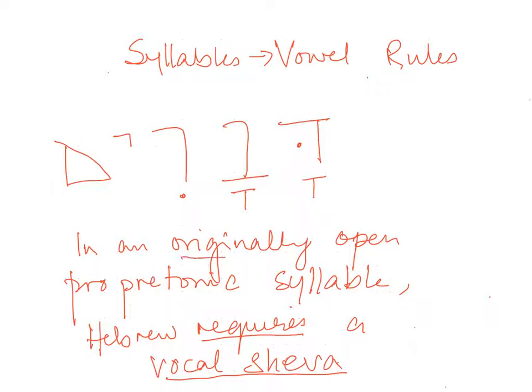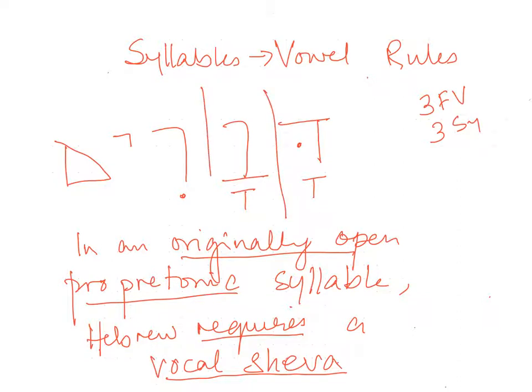Now, in an originally open pro-pretonic. Now, how many syllables are there? How many vowels are there? Full vowels? 3 full vowels. So I'll have 3 syllables. So now you see I've broken it up. In an originally open pretonic.